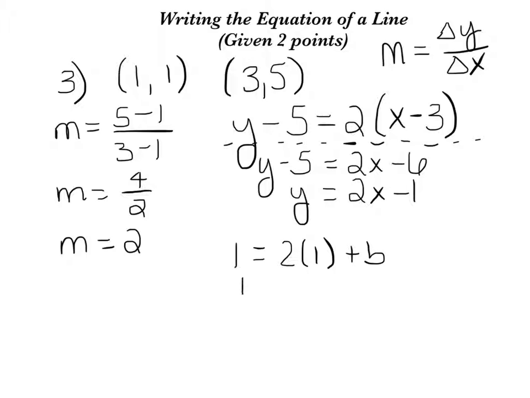1 equals 2 times 1 plus b. Negative 1 equals b. And we know our slope was 2, still the same slope, so we get y equals 2x minus 1. So either way, we get the same answer.